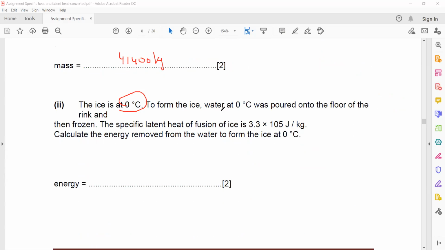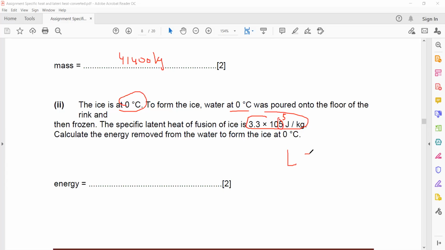Water at 0 is poured into a ring and then frozen to form ice. The specific latent heat of fusion of the ice is 3.3 exponent 5. This is not 105. This is a power 5 or exponent 5. Calculate the energy removed from the water to form the ice. So how much energy is removed from the water to make the ice?